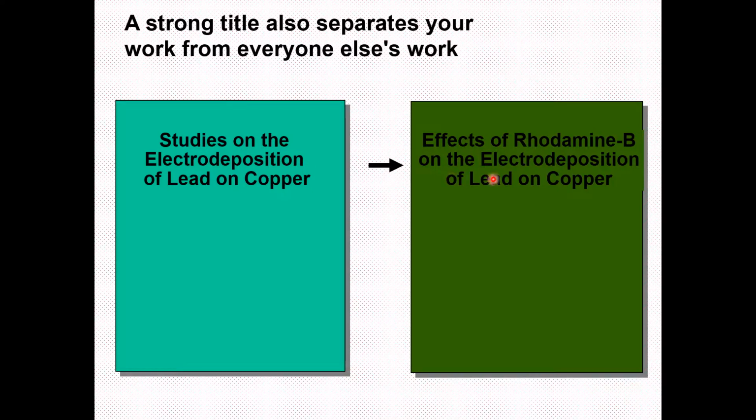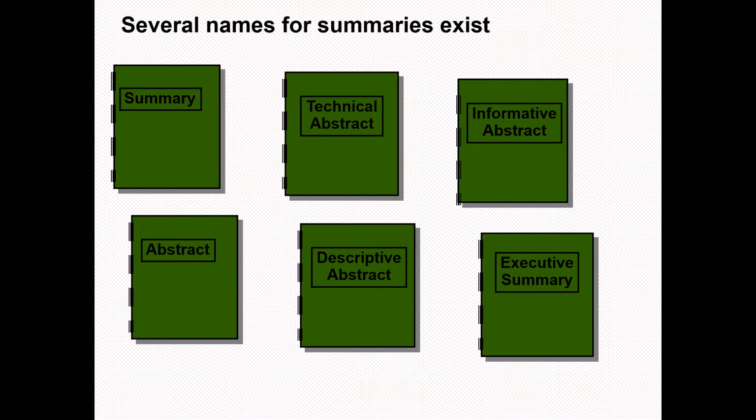So this is why we're saying that strong titles are important, because they separate your work from everyone else's work. And here is a good comparison of the two documents, because you can find a lot of documents with the first journal title. But if you specify your title, this specific topic or title will separate your work from the work of many people who are working in the same field.